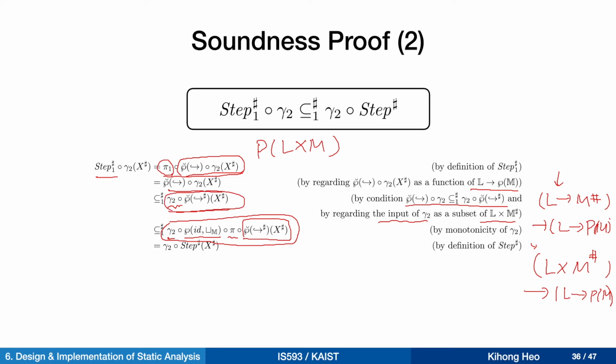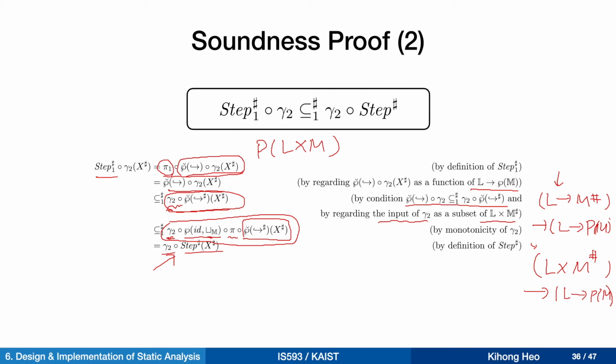Okay, larger than before, because here the concretization of the least upper bound is always larger than the concretization of each argument, right? Okay, then finally we have this one. That is the definition of the step sharp function and comma 2. Okay, so finally this represents that the step sharp function is sound.